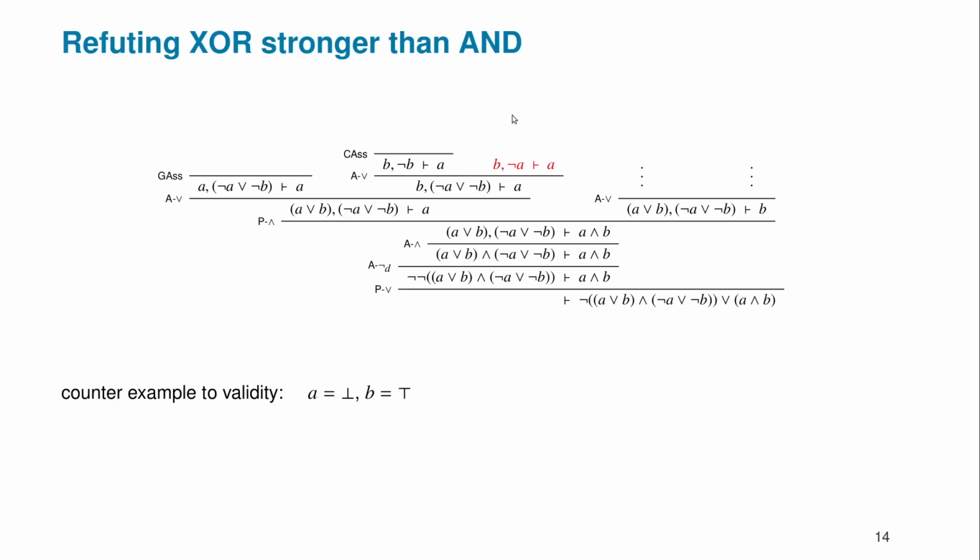Okay, now let's consider another example, where we try to show that XOR is stronger than AND. Obviously this is not the case because we have assignments like this: A is bottom, B is top, under which A XOR B evaluates to true, but A and B does not evaluate to true. Okay, but let's see how things evolve when we do this example.